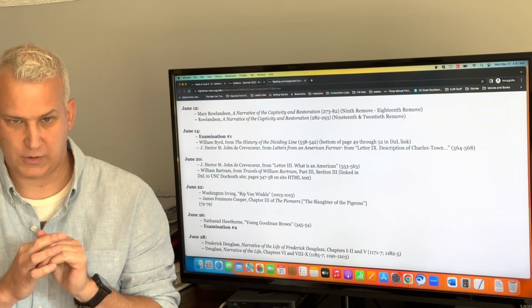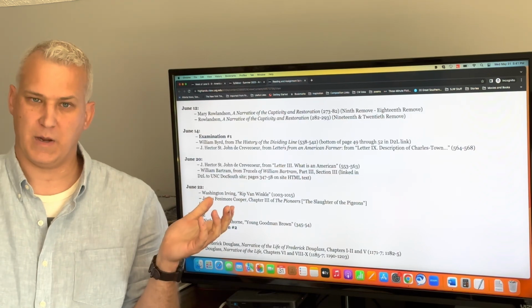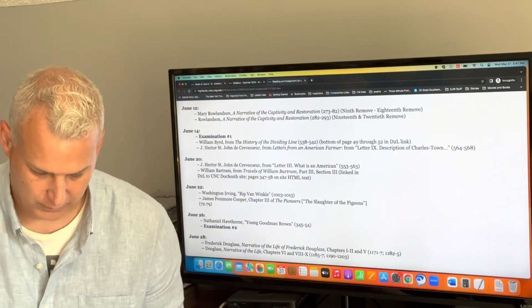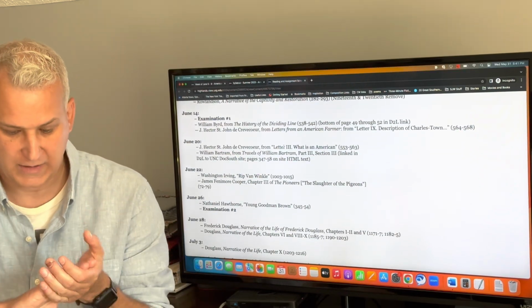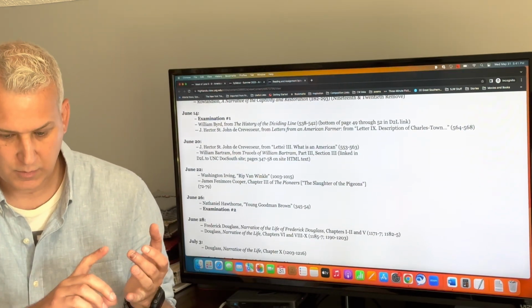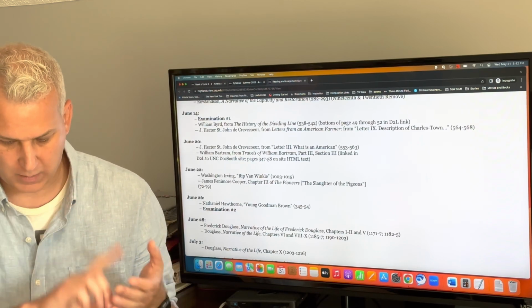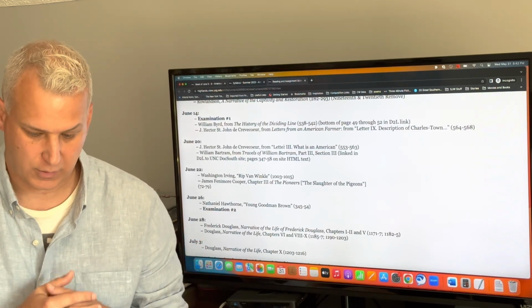And then we will read Young Goodman Brown by Nathaniel Hawthorne. You may know Hawthorne from The Scarlet Letter. Young Goodman Brown is a shorter version of that. And then we will have the second exam, and it will cover Byrd, De Crevecoeur, Bartram, Irving, Fenimore Cooper, and Hawthorne. None of the exams are cumulative.